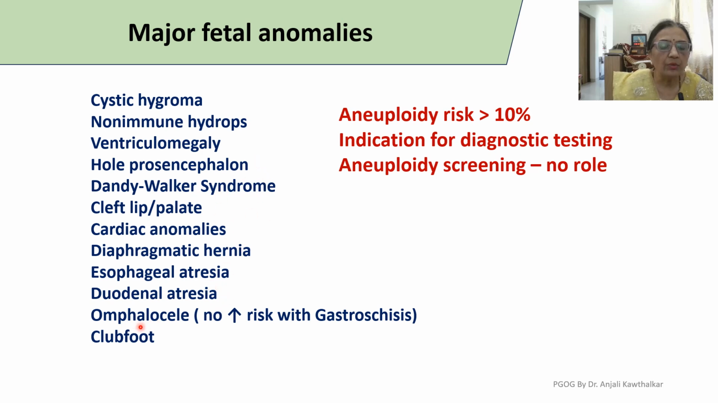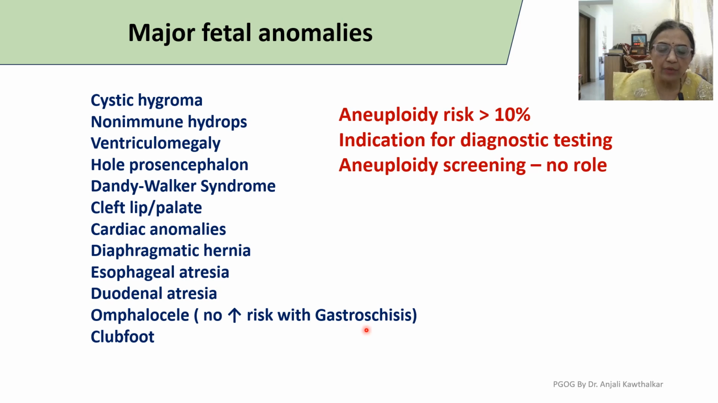Now, here we have to remember that omphalocele has an aneuploidy risk of greater than around 10%, whereas if there is a gastroschisis, there is no increase in the risk of aneuploidy. That is the reason we need to differentiate between omphalocele and gastroschisis. And I hope that as students, you must be aware that if there is a membrane and with that the abdominal contents are out, it is omphalocele. And if there is no limiting membrane, then that is gastroschisis.